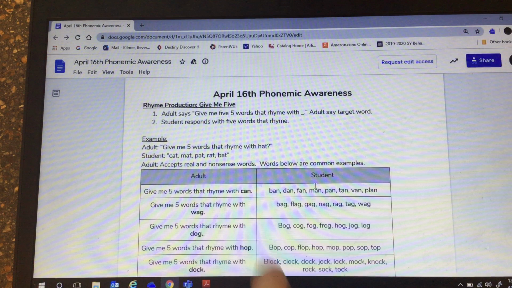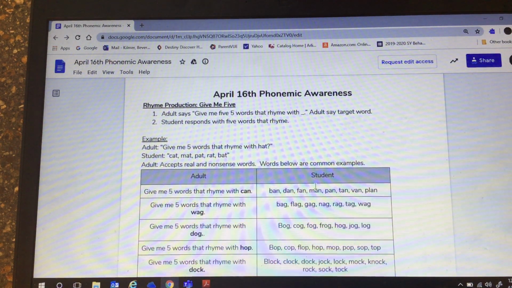Now, if they're having trouble with that, you can say, hey, you can make rhyming words by thinking about the alphabet. Oh, sorry, that was my cat. By thinking about the alphabet. So your student in their mind can go, A, B, ban, C, D, dan, E, F, fan, G, gan, no, that's not a word, H, I. So you can encourage them to think about the alphabet if they're trying to think of words that rhyme with can.